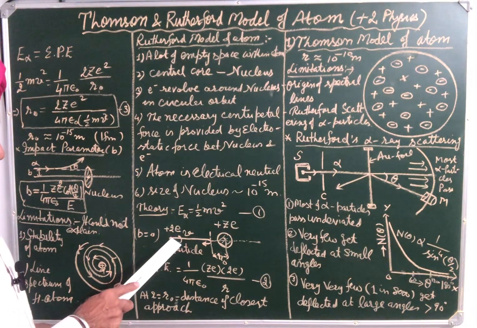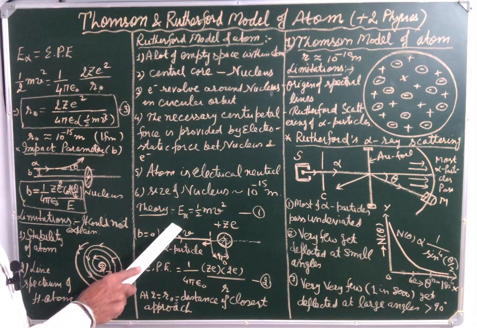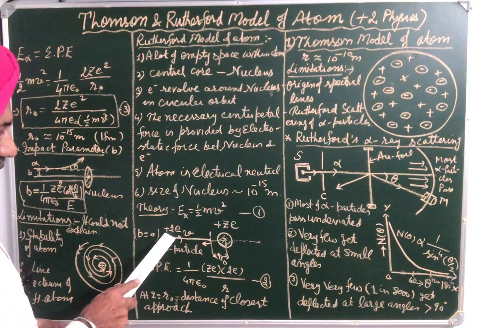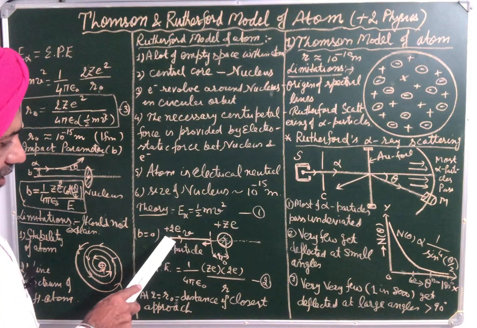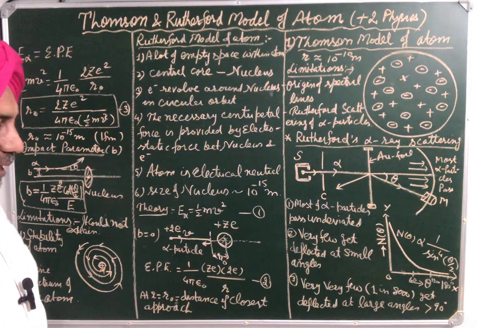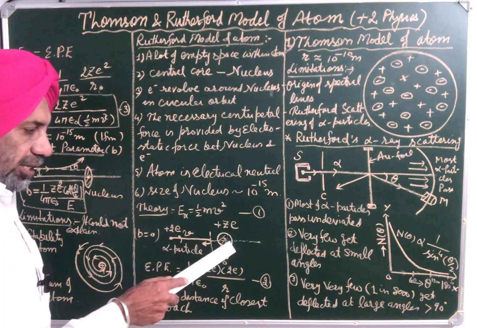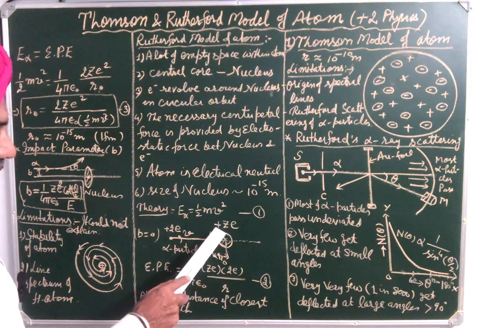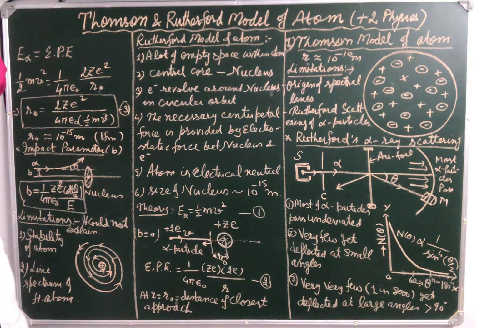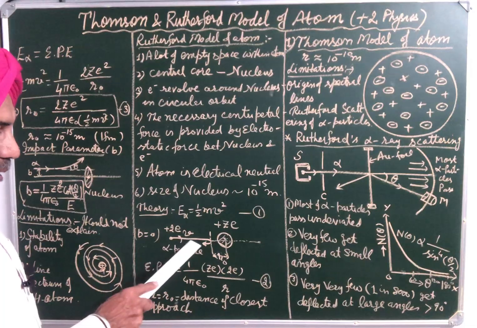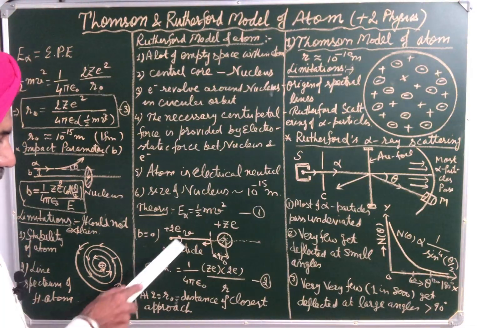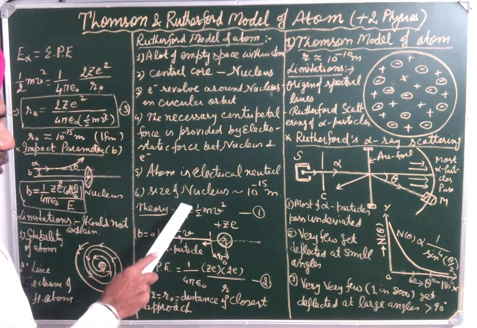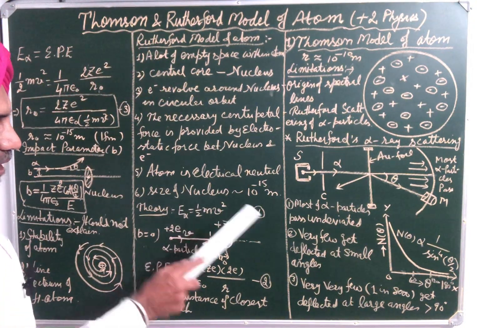What happens? Suppose an alpha particle, which is a helium nucleus, He 2 4, having charge plus 2e, is bombarded on thin gold foil. Suppose it approaches the nucleus of atomic number Z, having total charge plus Ze. The alpha particle approaches the nucleus with some kinetic energy, with some velocity. Suppose the kinetic energy E of the alpha particle is equal to half mv square.